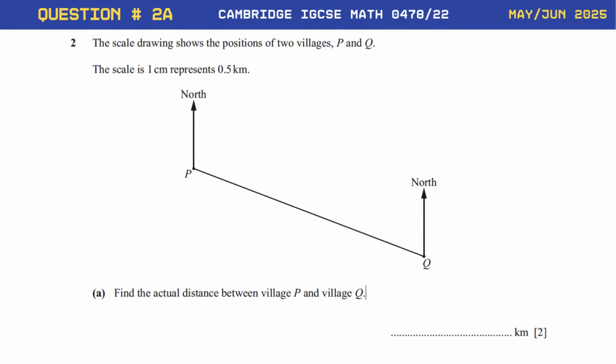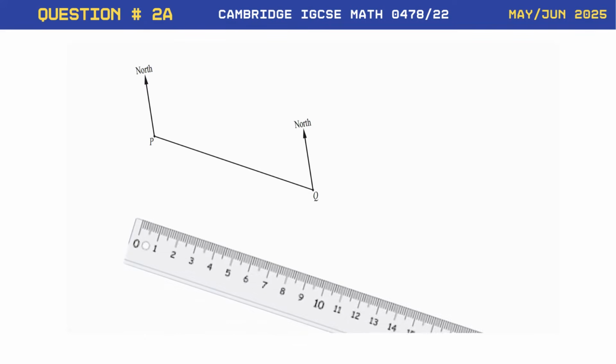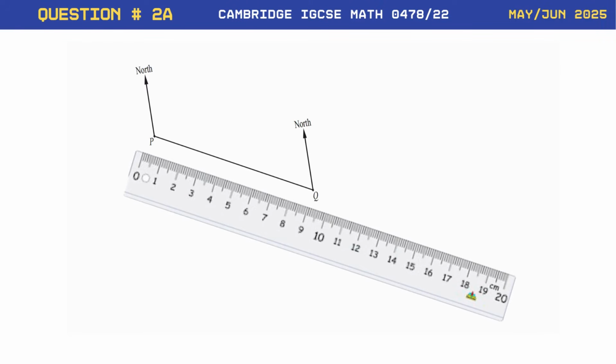The first thing we do is measure the distance between P and Q on the diagram using a ruler. Although 1 millimetre plus or minus is allowed, we should be very careful while measuring the distance. It's approximately 9 centimetres. According to the given scale of the diagram, 1 centimetre represents 0.5 kilometres.